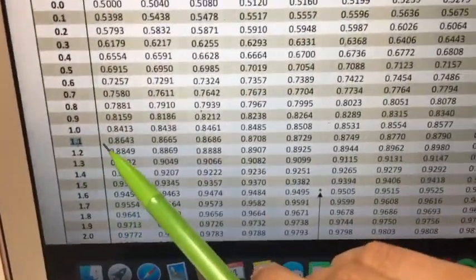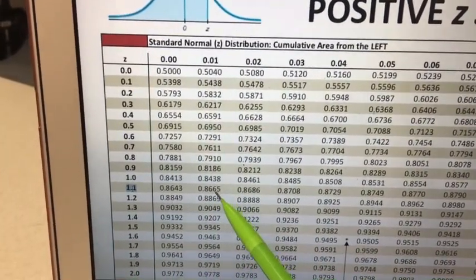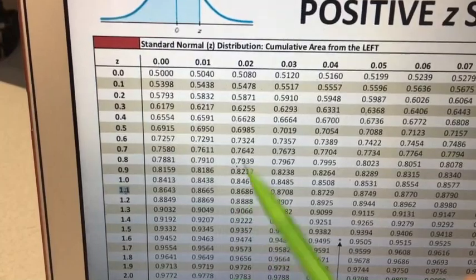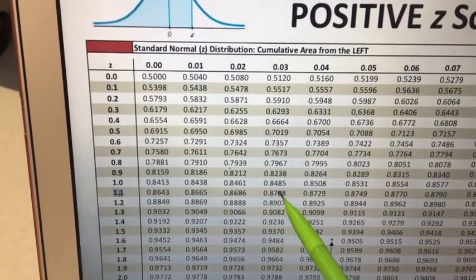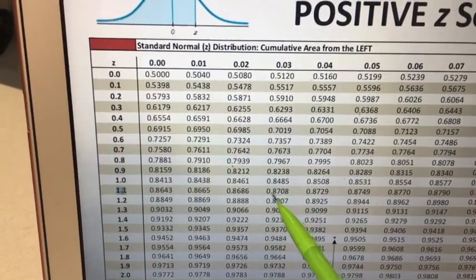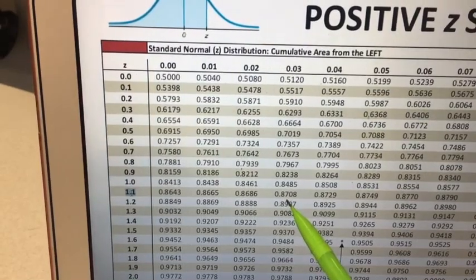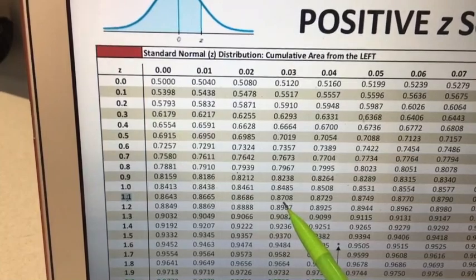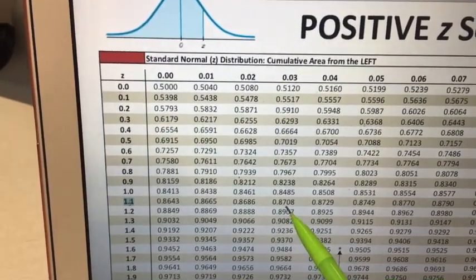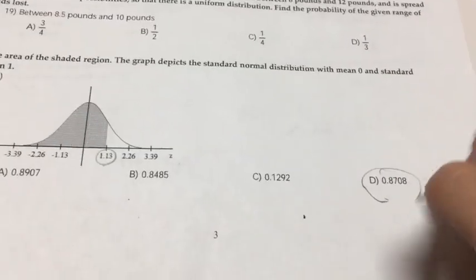So here's 1.10, but here's 1.11, 1.12, 1.13. So this right here is where the 1.1 and the 0.03, and if you add those together, you get 1.13. So they both meet there, so your area is 0.8708. Oh, and that's this one right here.